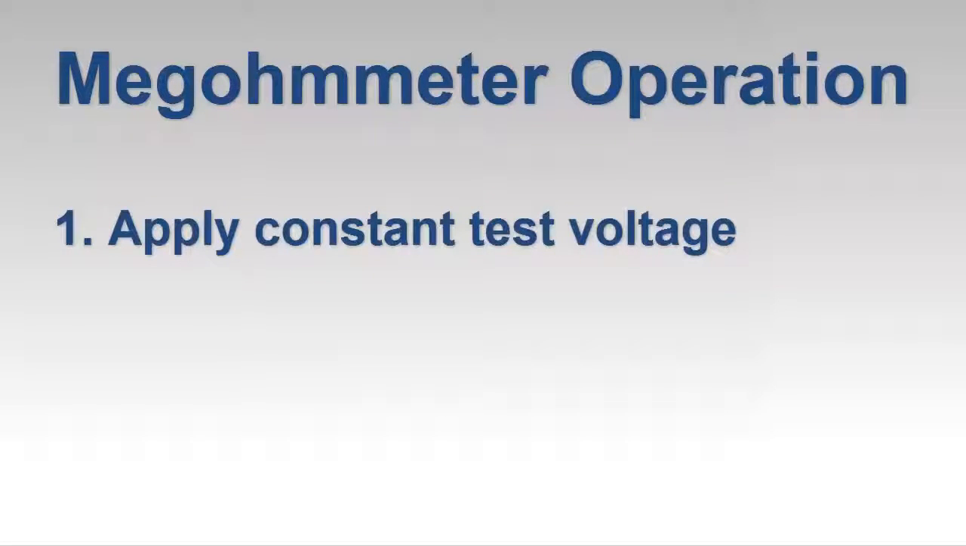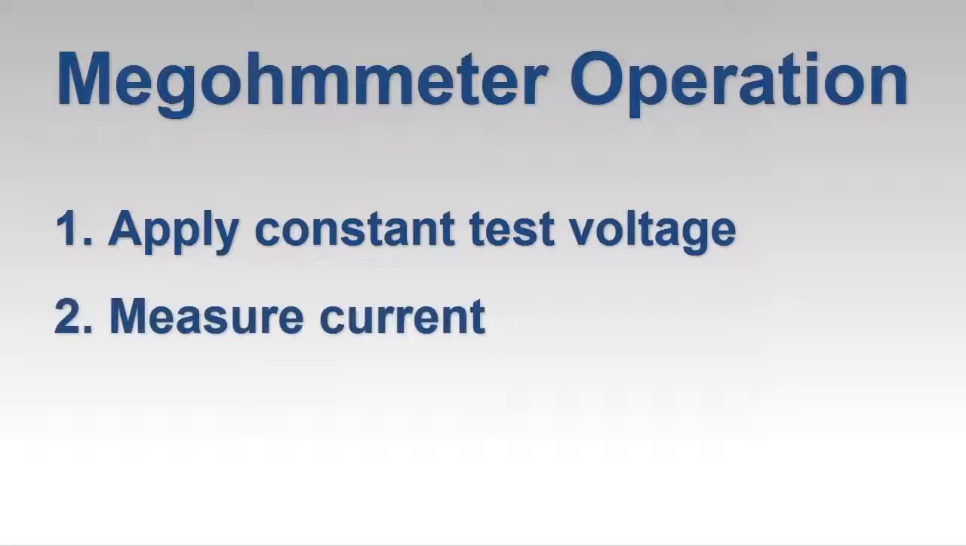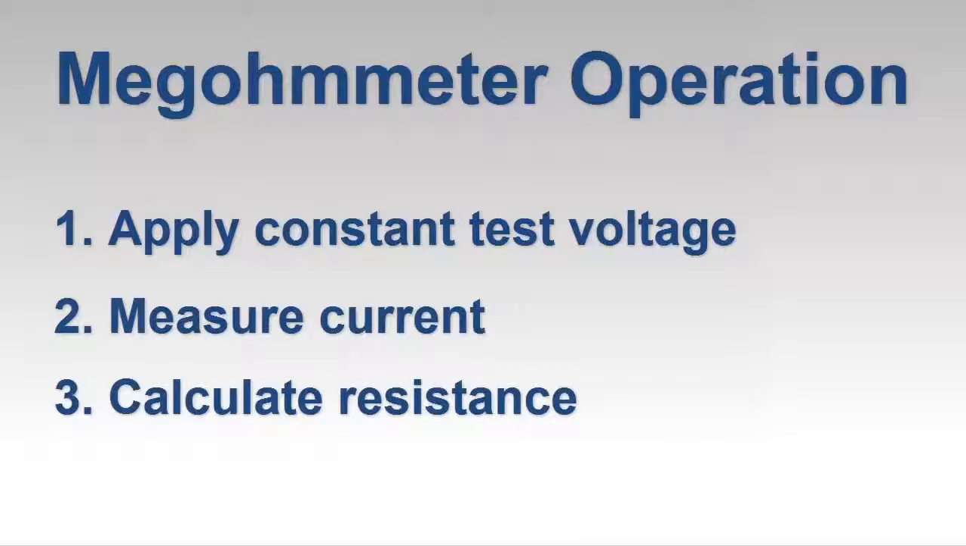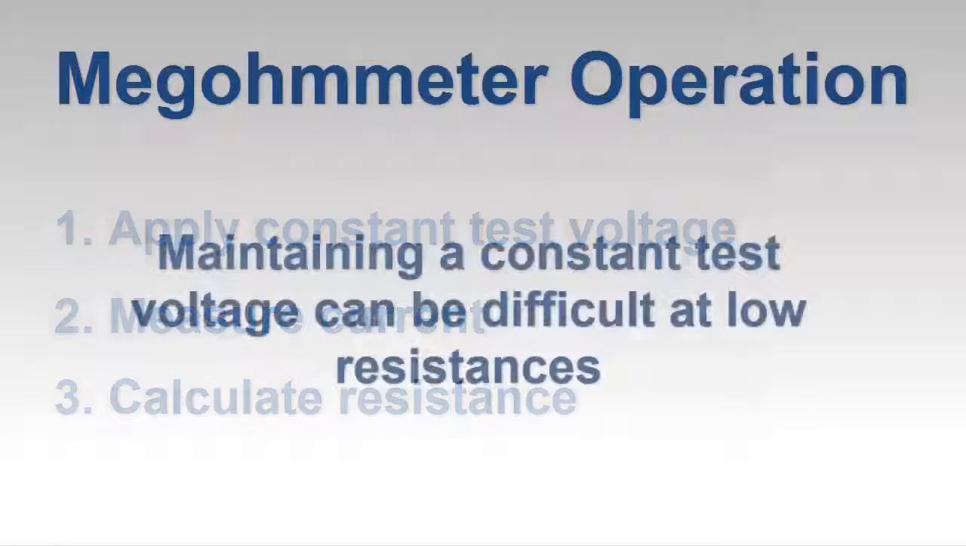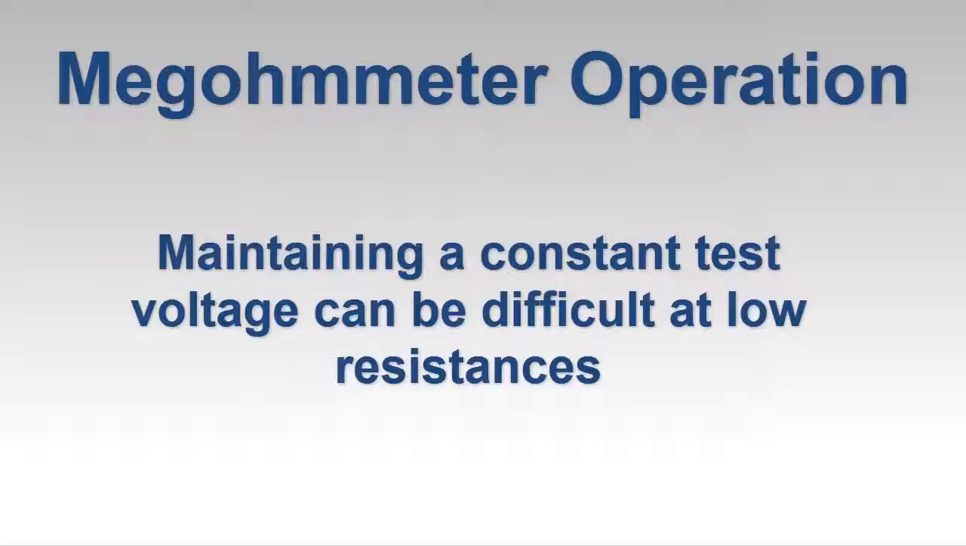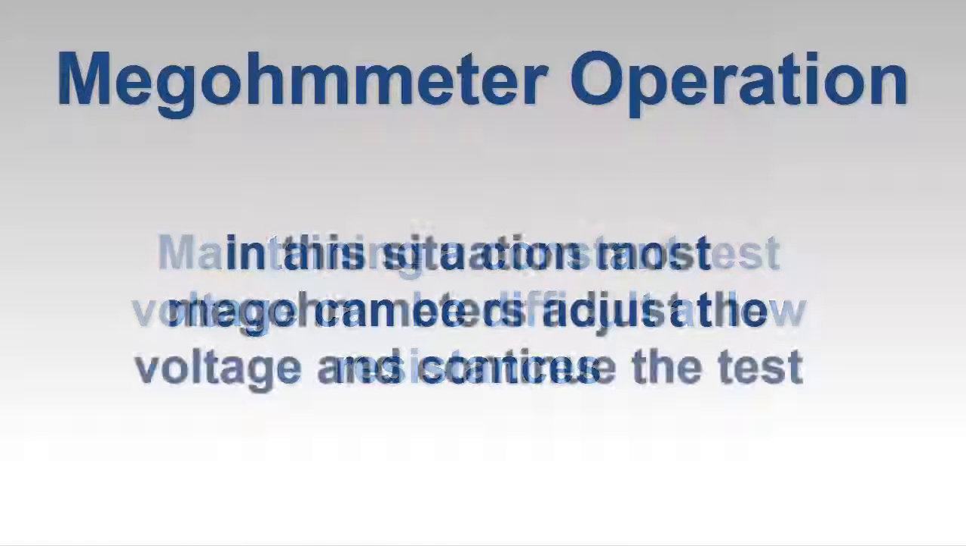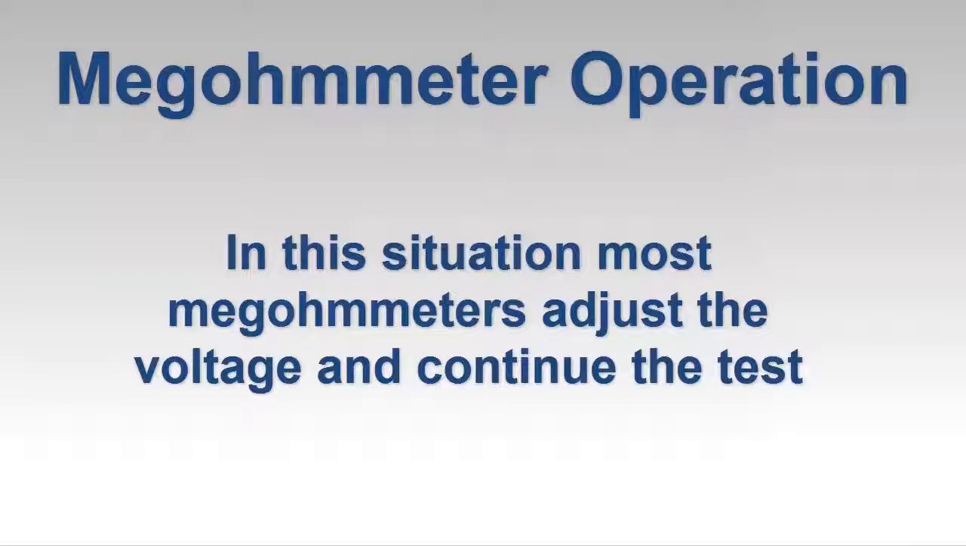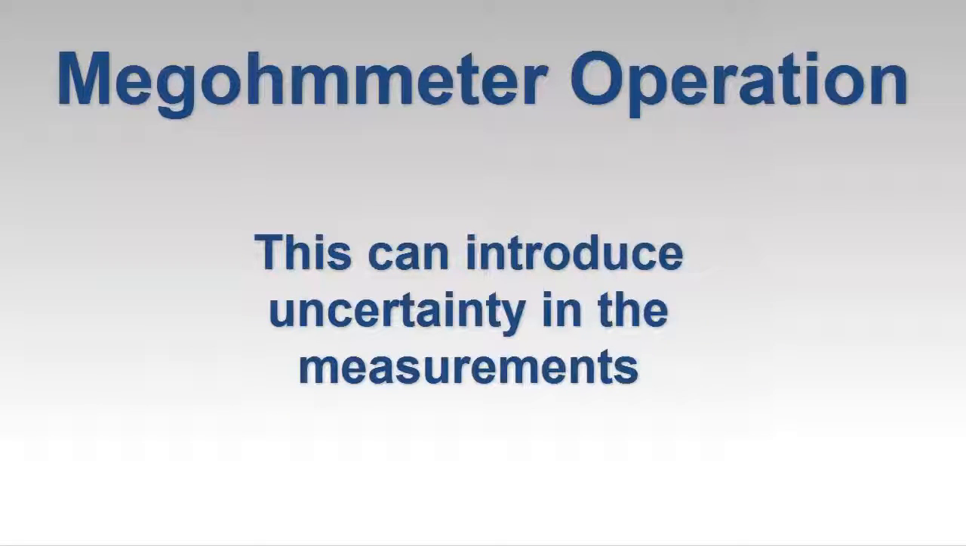Another term unique to AEMC is true Megohmmeter. To understand its meaning, consider the general principle behind how megohmmeters operate. Basically, these instruments apply a constant voltage to the insulation under test, measure leakage current on the conductor, and then calculate and display resistance using Ohm's law. Unfortunately, holding the voltage constant can be a challenge at lower resistances. To accommodate this, most megohmmeters lower the voltage level in this situation and continue with the test. This may introduce a level of uncertainty into the data, since ideally all measurements within a test should be made at the same test voltage to ensure a true comparison amongst the readings.